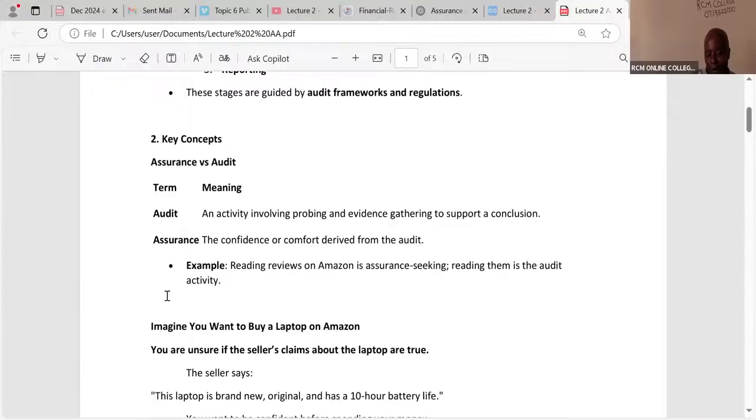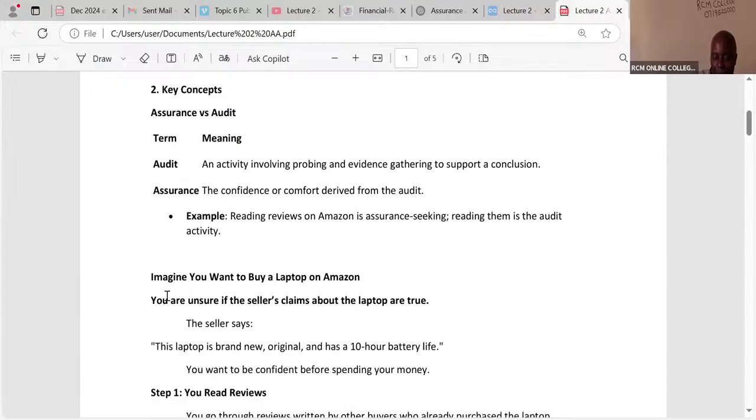Now, a very good example: reading reviews on Amazon is assurance seeking. When I'm reading them, I'm assurance seeking. Reading each one of them deeply is the audit activity.